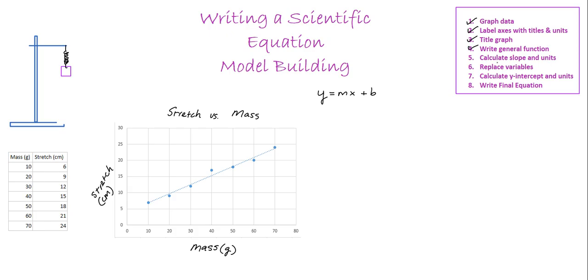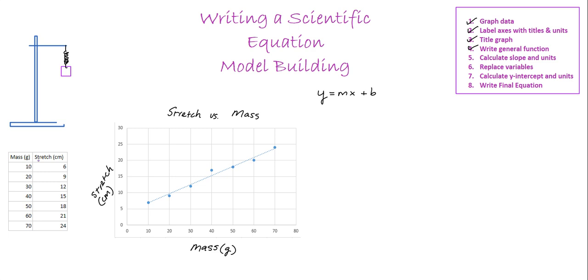Alright, so it's time to calculate the slope. And because this is a scientific equation, the slope needs to have units attached to it. So we'll take a look at that at the same time. So let's go ahead and calculate the slope. Well, to calculate the slope, we need 2 points, and we need 2 points that fall on the trend line. This is super important, that we don't pick data points.